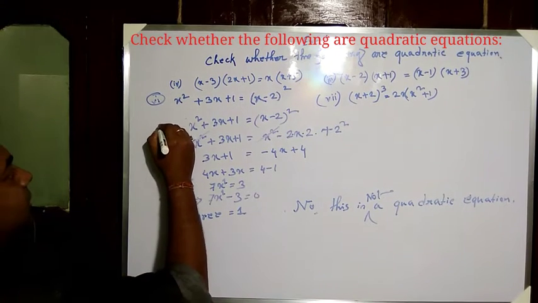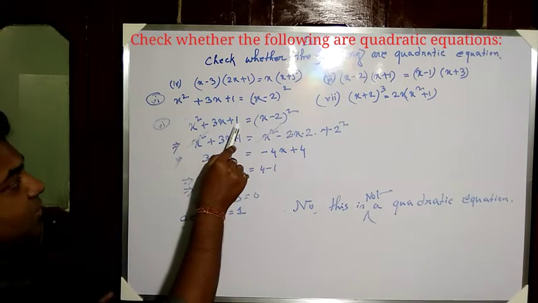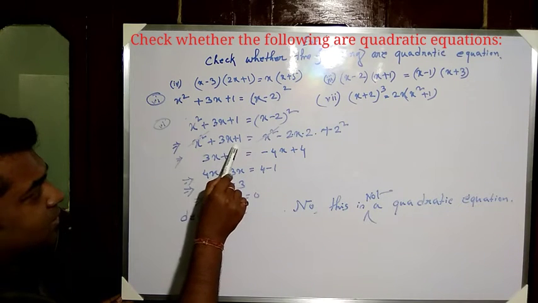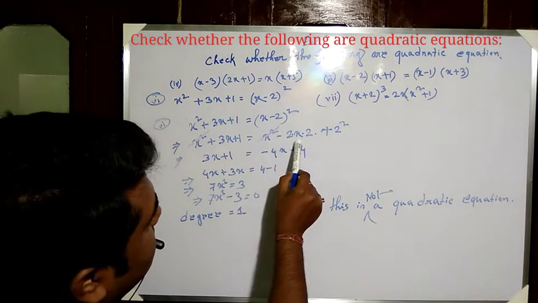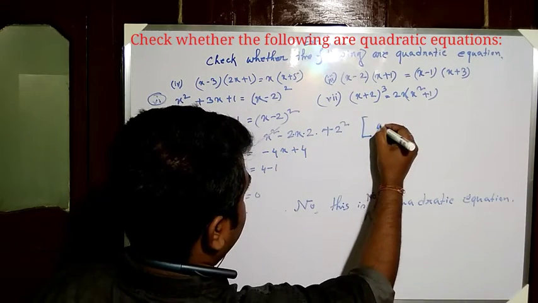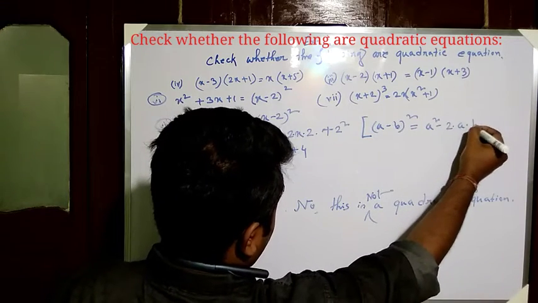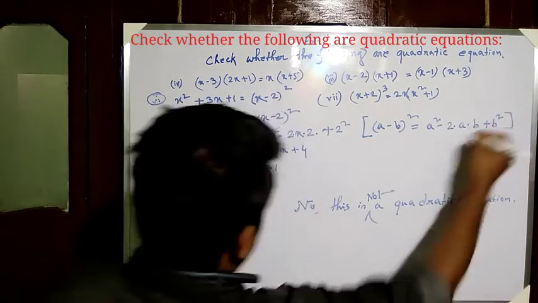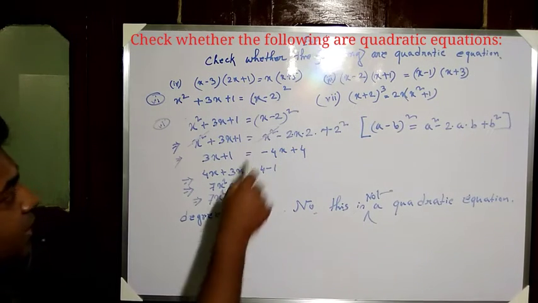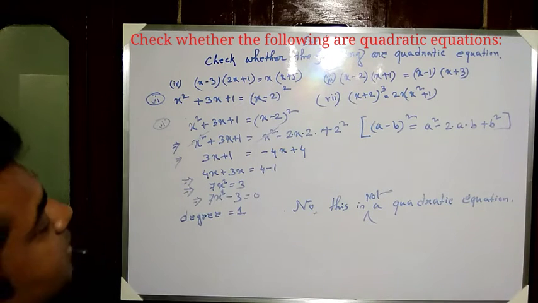See the sixth number. What is the question? x square plus 3x plus 1 equals to x minus 2 whole square. After solving, x square plus 3x plus 1 equals to x square minus 2 into x into 2 plus 2 square. Here I am using the formula of a minus b whole square, which means a square minus 2 into a into b plus b square. Now see, 3x plus 1 equals to what can you write here? Minus 4x plus 4. x square cuts. So 4x plus 3x equals to 4 minus 1.